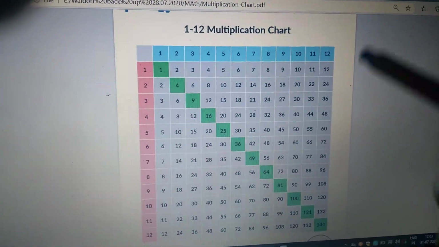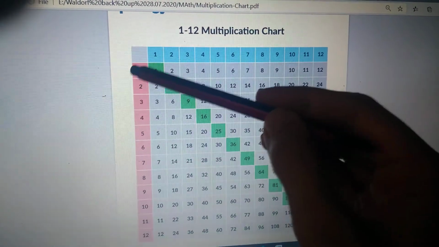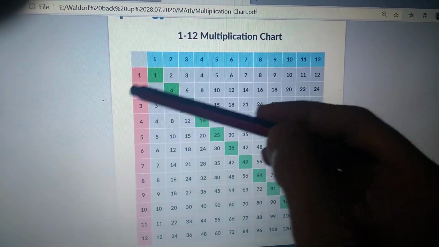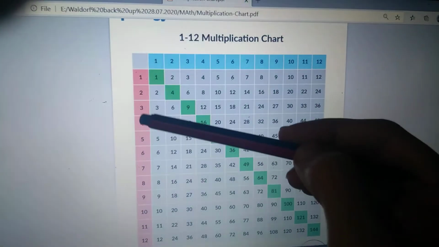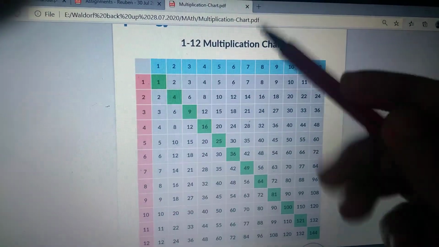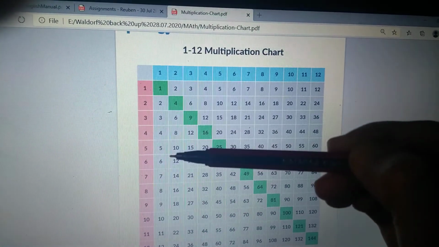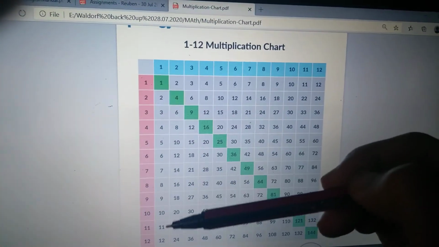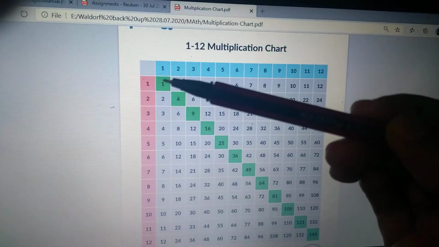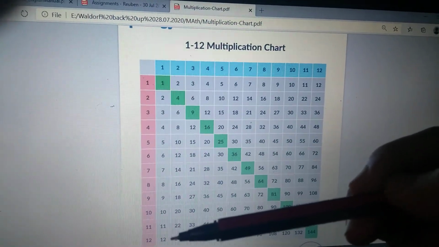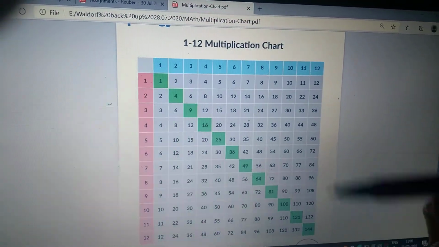Okay, so let's see. 1 times 1 is 1, 2 times 1 is 2, 3 times 1 is 3, 4 times 1 is 4, 5 times 1 is 5. We go on like this till 12 times 1 is 12. Okay, and we can do that with any table.